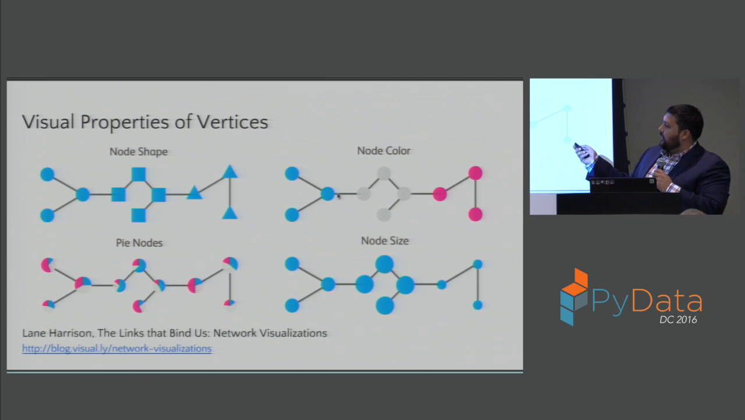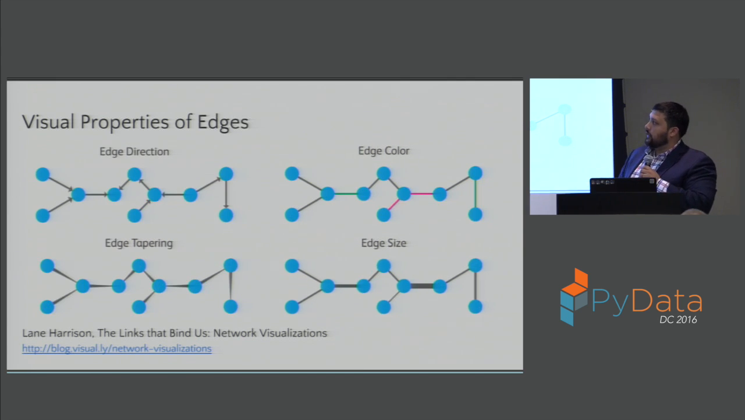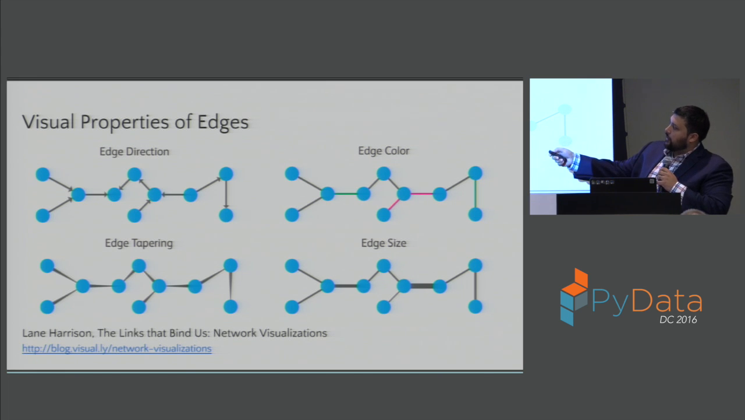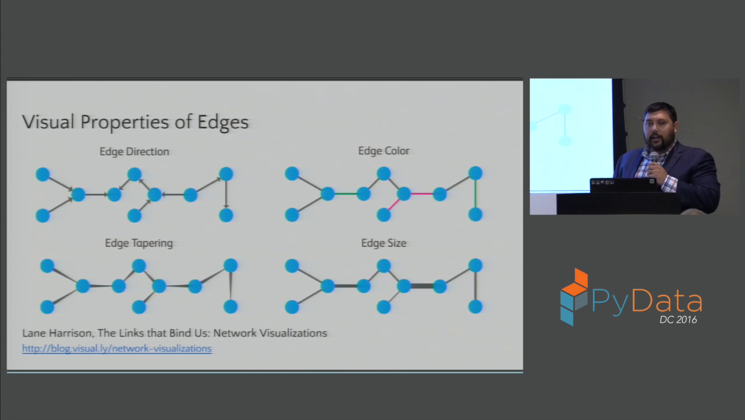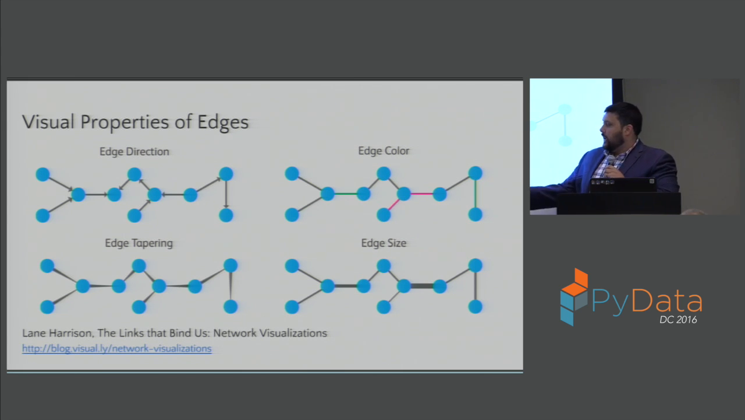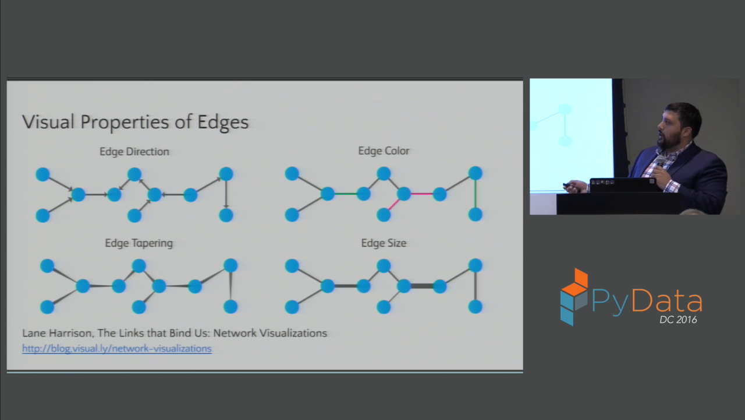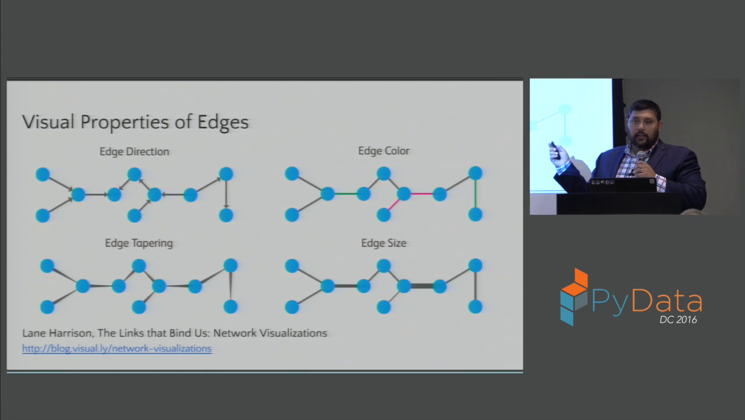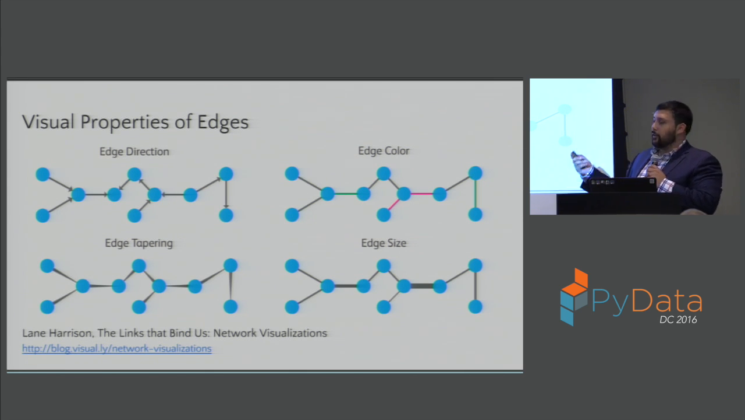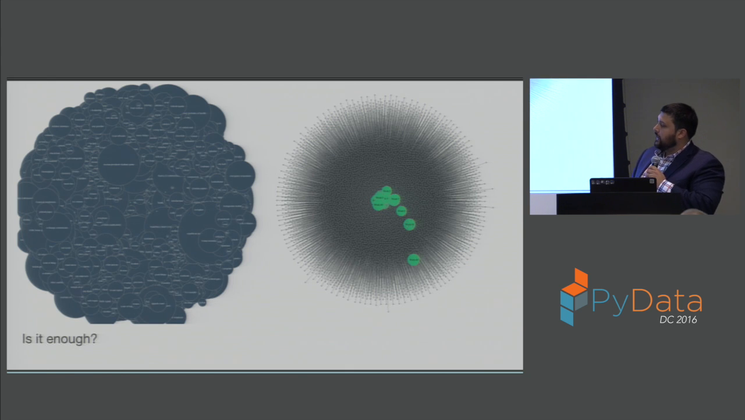For node type, color is what you saw, and node size for their centrality was what you saw in the graphs that I did. Similarly for edges, you can change their direction, use tapering, size, and color. All of these things come from Lane Harrison, who talks about how to eliminate the hairball. And I really like her talk if you want more information on visualization. But the reason I brought it up specifically is because all of these things are adjustable using Graph Tool. So these are all the sort of things that you were seeing in the visualizations I presented.